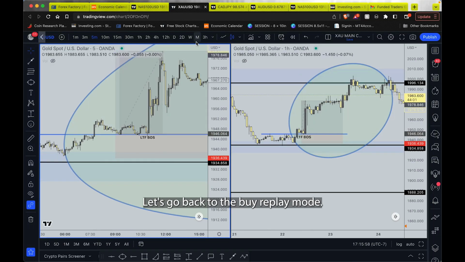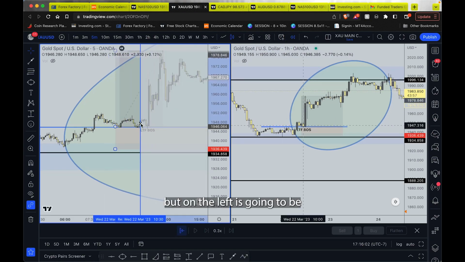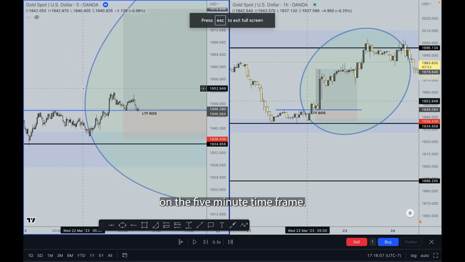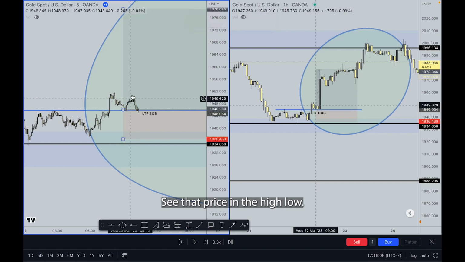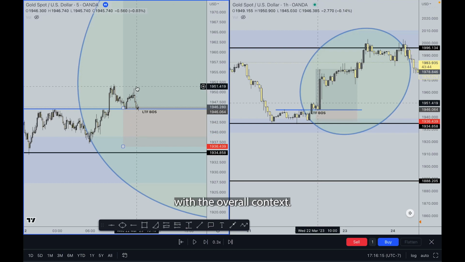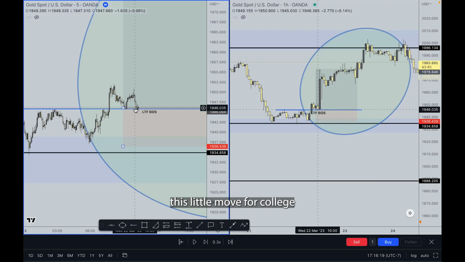Let's go back to the bar replay mode. On the right hand side, you can clearly see the price action, but on the left is going to be the bar replay mode on the 5-minute time frame. You can see that price made a higher low. This lower high point on the 5-minute is meant to trick you. It is not lining up with the overall context. This is a counter trend trade. Now, if you would have caught this little move for a counter trend, that's fine, but you cannot stay in thinking that the overall lower high point is about to move strong bearish.